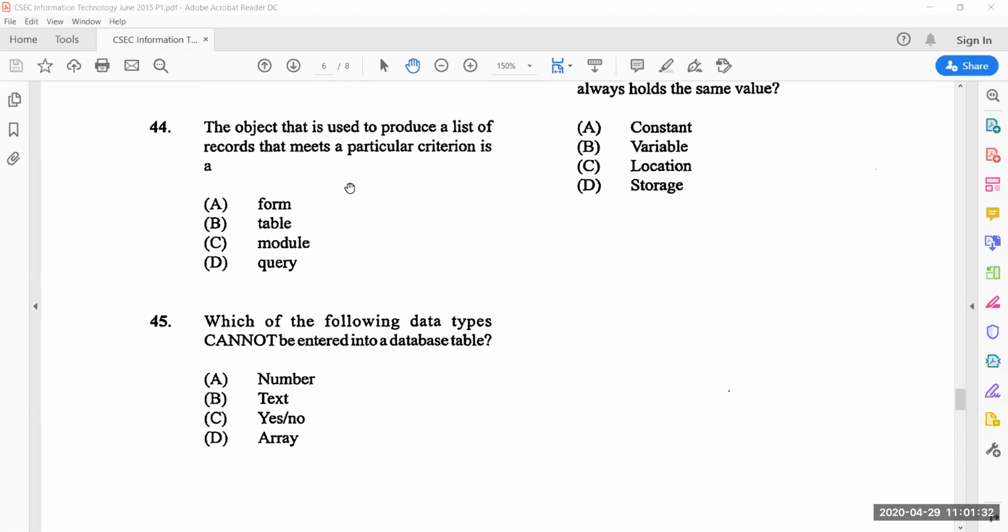Okay, 44, the object that is used to produce a list of records that meets a particular criterion is a... Right. So this question is asking what could be used to produce a list of records that meets a particular criterion. If you go back to the SBA we did, when we wanted to list all the guests that selected a certain package, or all the guests within a certain age range, or some sort of operation like that, we had to use a query, right? So the answer for 44 is query, D.